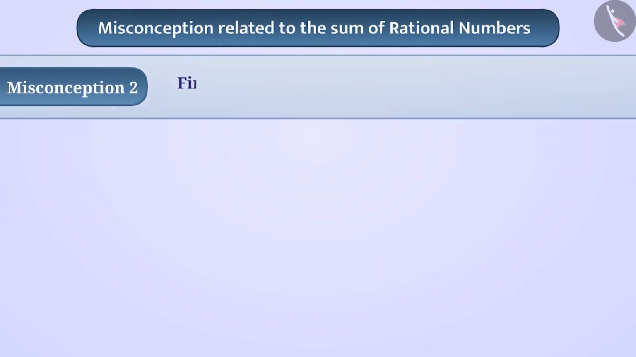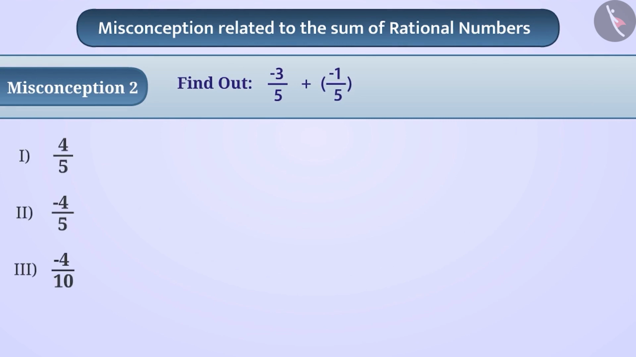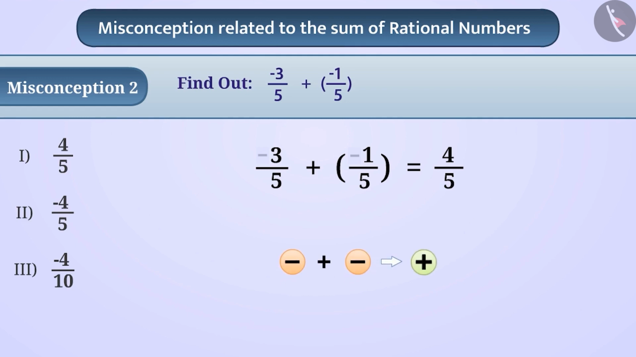Misconception 2. Find minus 3 by 5 plus minus 1 by 5. Some children make simple mistakes while adding rational numbers. Like some children ignore the signs and jump to 4 by 5. In the same way, they also have the misconception that negative and negative is positive, that is, the sum of two negative rational numbers will be positive. This is also a reason that they give wrong answer to option 1.